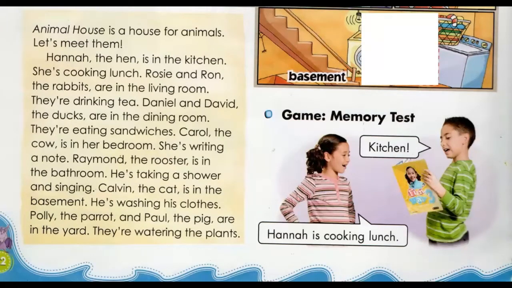Kelvin, the cat, is in the basement. He is washing his clothes. Polly, the parrot, and Paul, the pig, are in the jar. They're watering the plants.